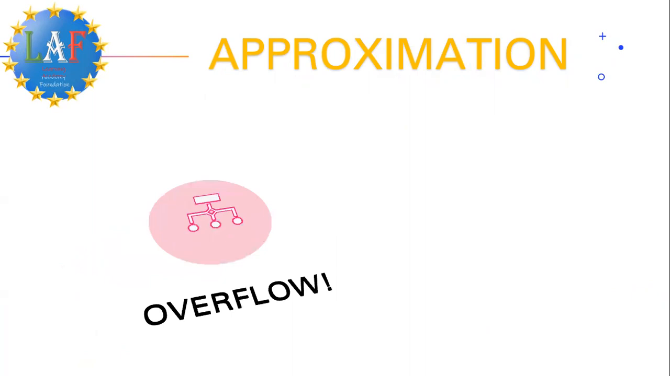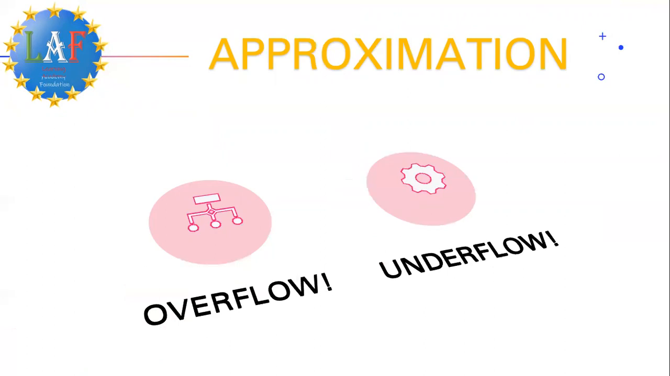Overflow can occur when the number is too large, so greater than 10 power 38. I cannot represent the exponent in 8 bits. And underflow, when the number is too small, so greater than 0 and less than 10 power negative 38. So the negative exponent is larger than that representable with 8 bits.